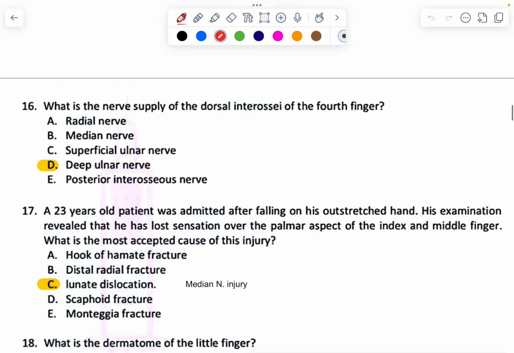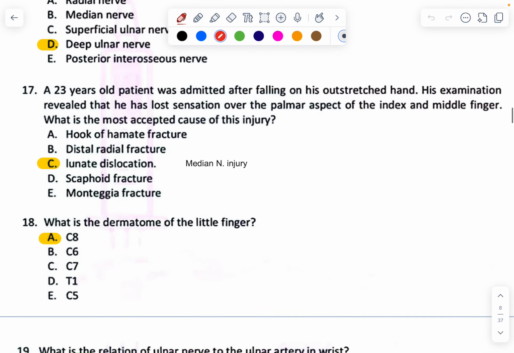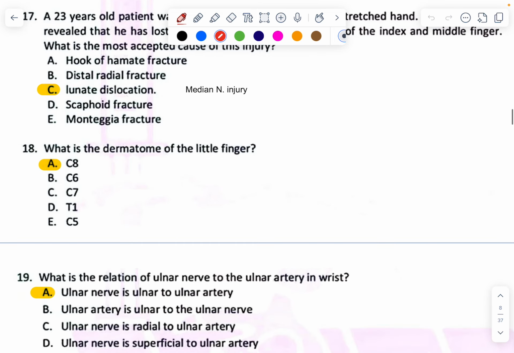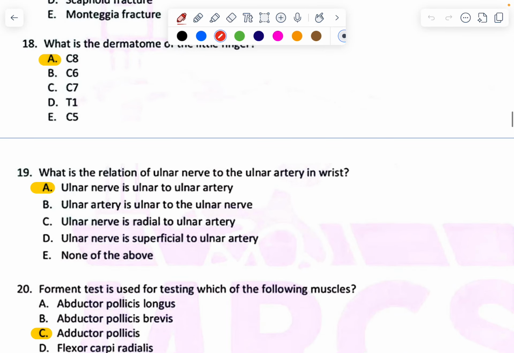So lunate dislocation. What is the dermatome of the little finger? The little finger has got C8 and the thumb has got C7. What is the relation of ulnar nerve to ulnar artery? It's always medial. Froment's sign is for which of the following muscles? So it helps for adduction of the thumb, adductor pollicis.